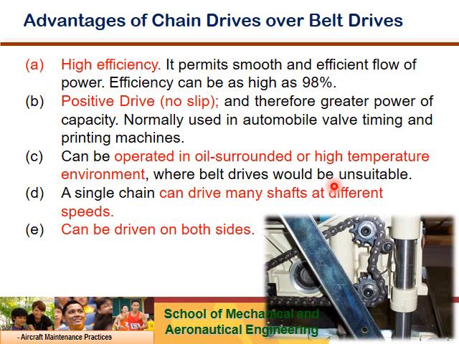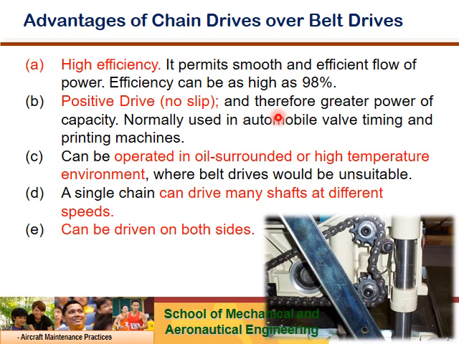This slide talks about the advantages of chain drives over belt drives. It has high efficiency, permits smooth and efficient flow of power. The efficiency can be as high as 98%. Positive drive, no slip, and therefore greater power capacity. Normally used in automobile valve timing and printing machines.